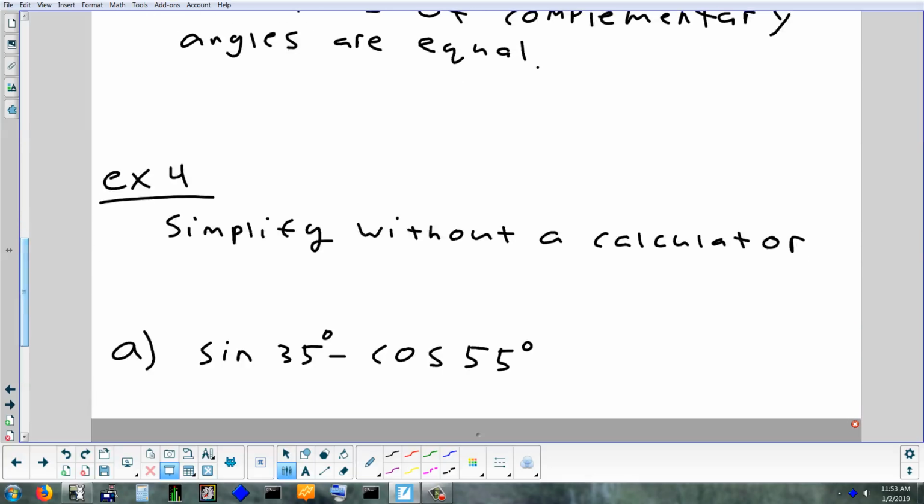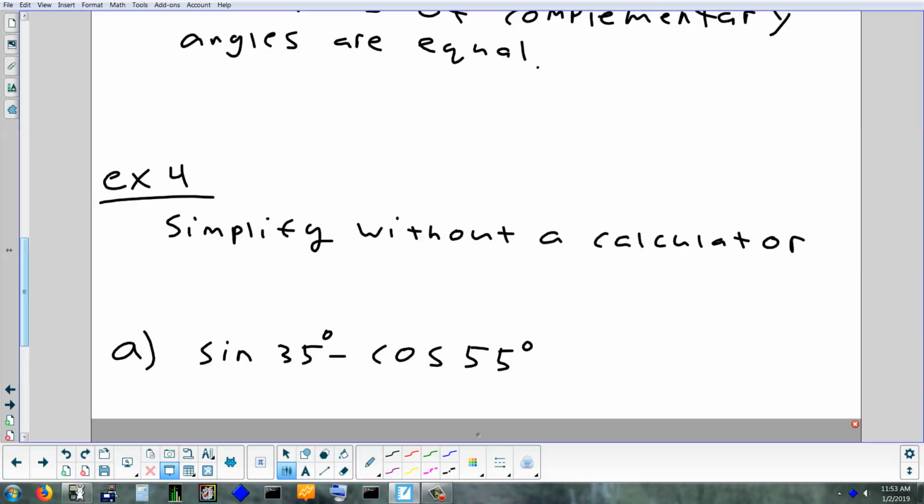So the directions are to simplify that without a calculator. It's the sine of 35 minus the cosine of 55. Now, off the top of my head, I have no idea what the sine of 35 is. I really don't. It's a decimal. It's not a nice angle to work with. And I don't know what the cosine of 55 is either. But there is something else I know that gives me the answer to that problem.